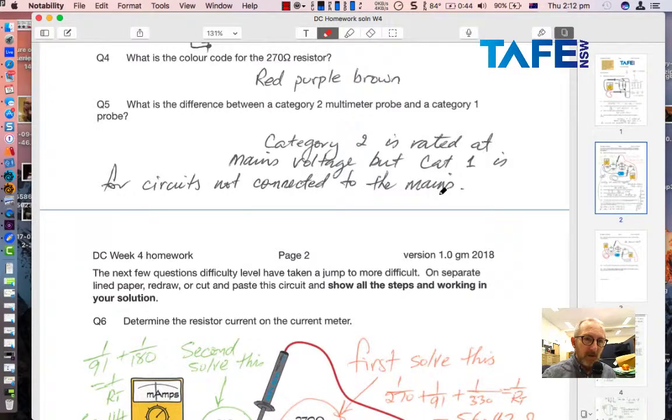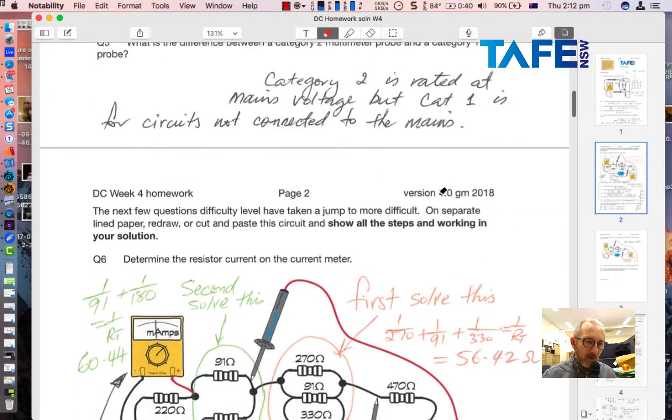All of these probes have a reasonably high working voltage, but it's the transients that get you, and the transients for the Cat 1 even go up to about 1,000 or something volts. Transients for the Cat 2 are higher, but the main thing is that Category 2 is rated for mains voltage. That's what I was looking for.